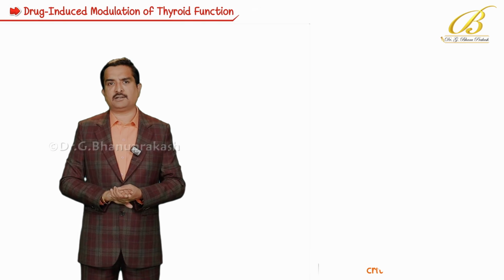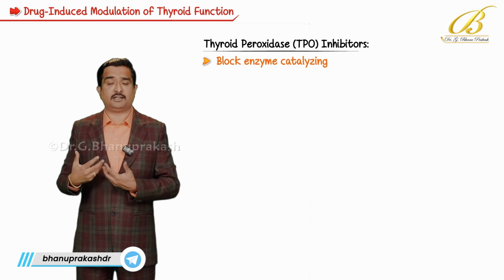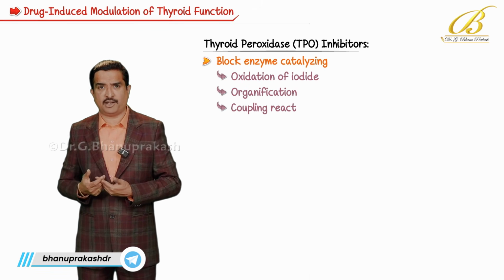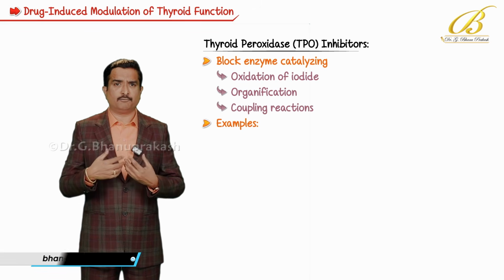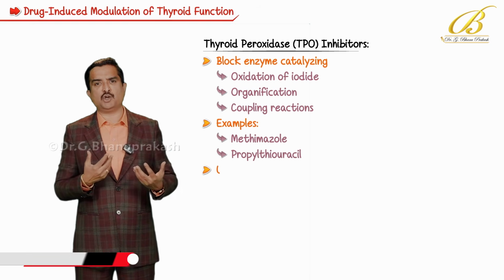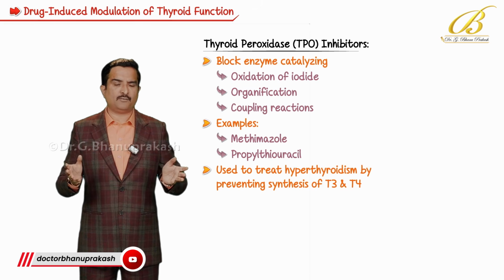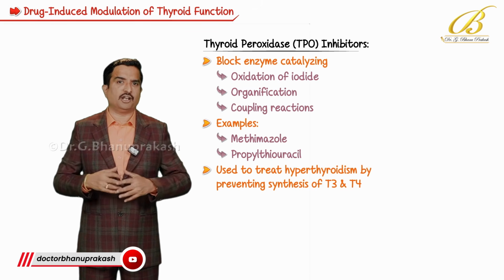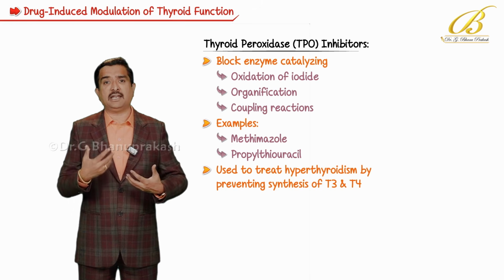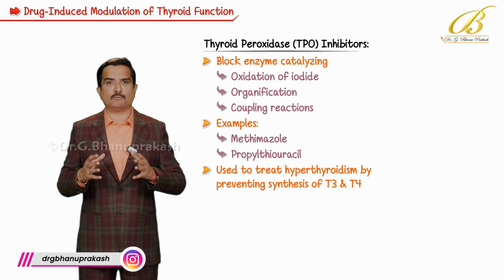Next important clinical link is the thyroid peroxidase inhibitors. These drugs block the thyroid peroxidase enzyme, which catalyzes the oxidation of iodide, organification and coupling reactions. The example drugs we already studied a few times in these lectures are methimazole and propylthiouracil. These drugs are mainly used to treat hyperthyroidism by preventing the synthesis of T3 and T4. So by this we completed in detail the regulation of thyroid hormone synthesis and their activity, and also the clinical links related to it. And by this we completed in detail the thyroid hormone physiology.